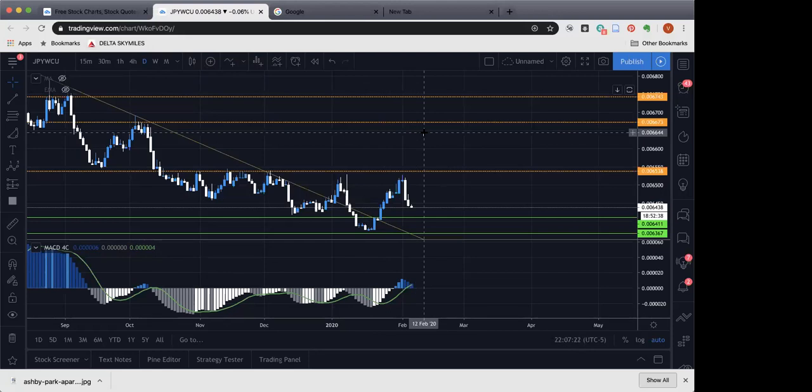So again, that's all you gotta do. As long as you can spot these patterns and as long as you have patience, you will do great in this market.